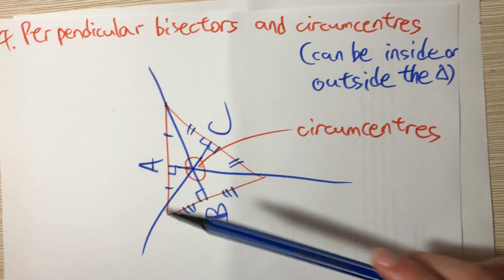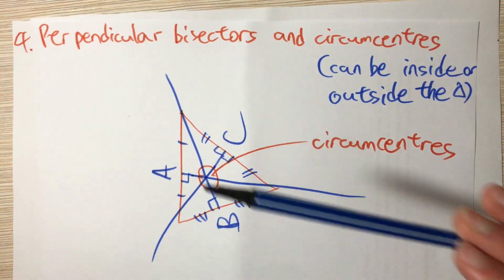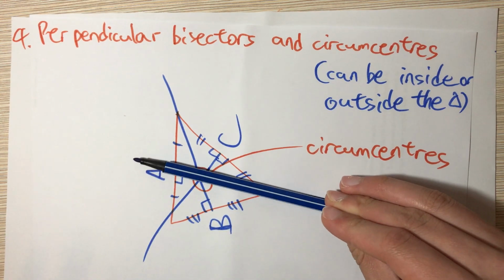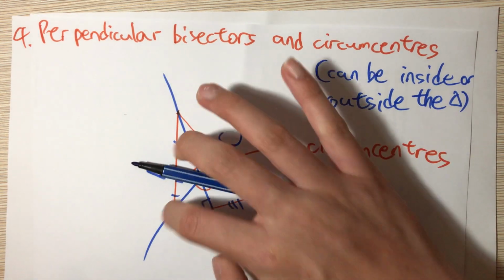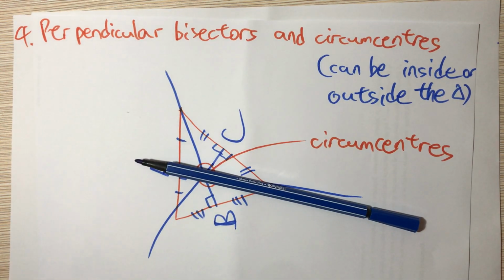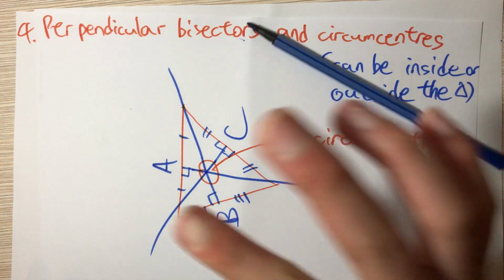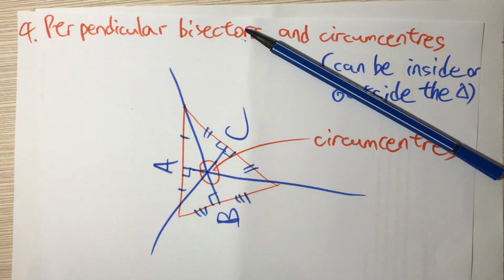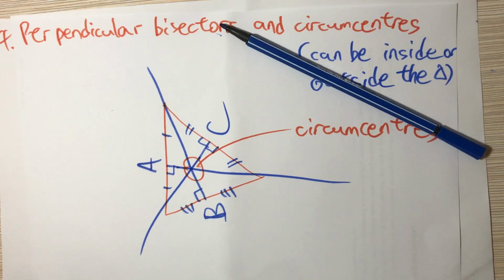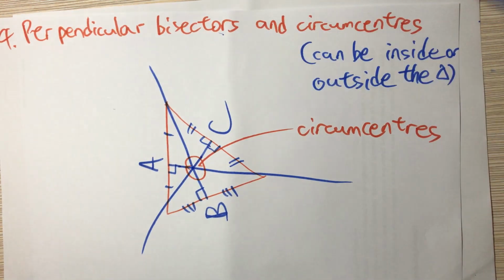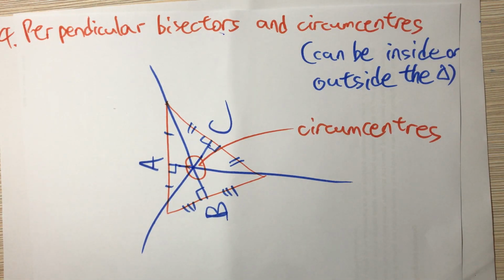Last but not least, a perpendicular bisector is a line that cuts a side in half so that these two parts of the line have the same length. At the same time, they have to be perpendicular. And then the point where they intersect is the circumcenter.